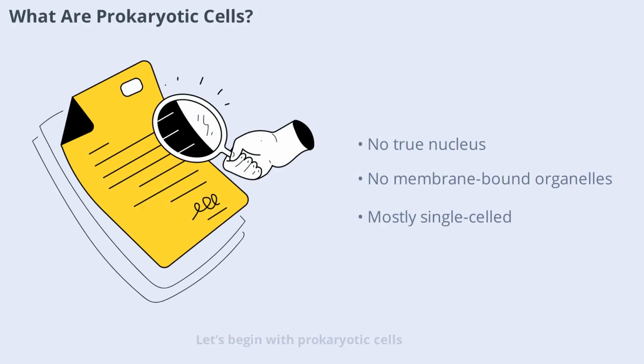Let's begin with prokaryotic cells. These are the simplest and most ancient types of cells found on Earth. Prokaryotes include bacteria and archaea. They are usually small, single-celled organisms that lack a true nucleus. Instead, their genetic material floats freely within the cell. Prokaryotic cells also lack membrane-bound organelles, which means all their cellular processes happen in the same space. Despite their simplicity, prokaryotes are incredibly diverse and can survive in some of the most extreme environments on the planet.